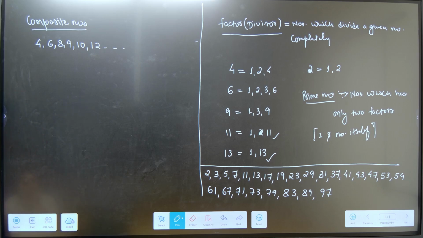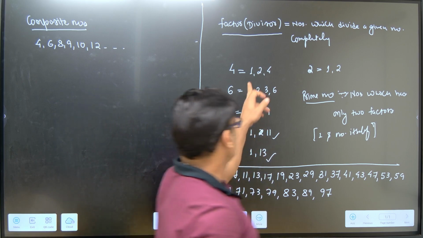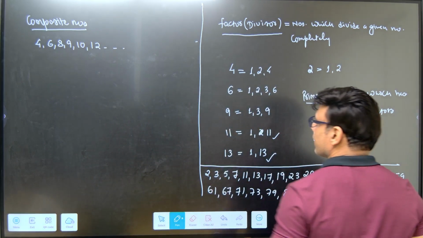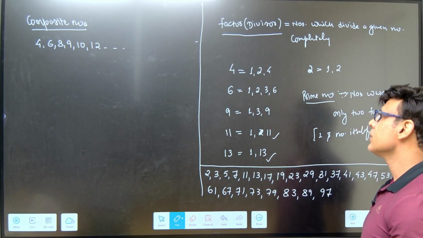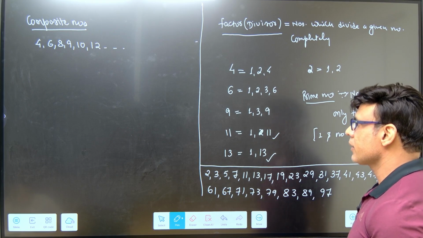Composite numbers are always those which have more than 2 factors, like 4, 6, 9, 8. All these numbers have more than 2 factors.